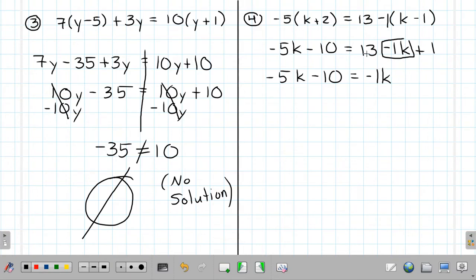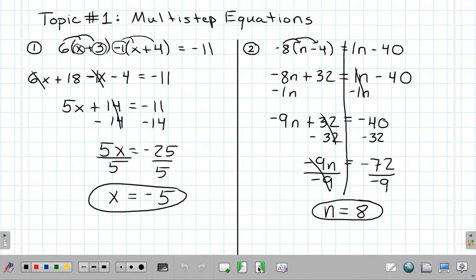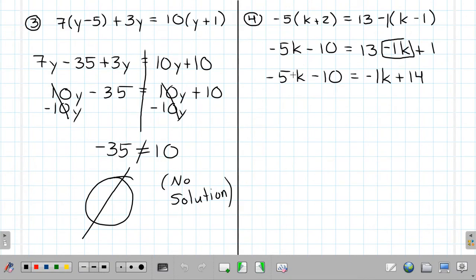But then I can combine the constant terms because I have 13 plus 1. That's a positive 14. And now we have an equation pretty much like what we had in number 2, where we have a choice. We can either add 5k to both sides, or we can add 1k to both sides. Okay? Like I said, I like to be consistent, so I always like to get rid of my variable term on the right over here, meaning those will go away.